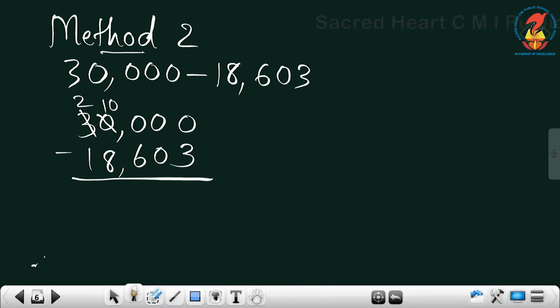At that moment this number can borrow 1 from here. It will become what? 9. And it will become 10. Then this number needs to borrow 1 from here. Then it will become 9 and it will become 10. And this number is also 0. It can borrow 1 from here. Then it will become what? 9, and this will become what? 10. Is it clear? And 7.